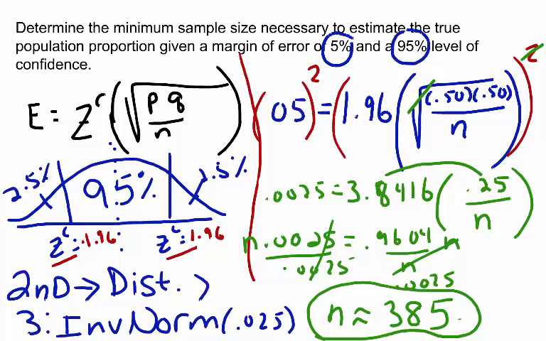So again, this is how we determine the minimum sample size necessary to estimate the true population proportion, given a margin of error and confidence level.